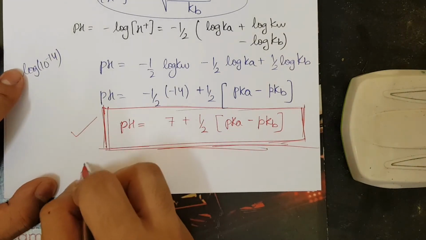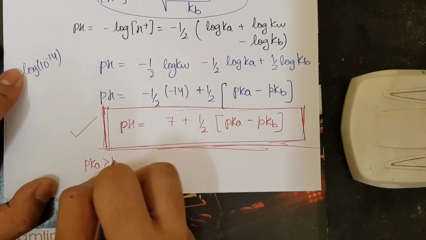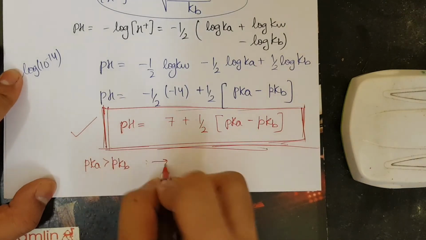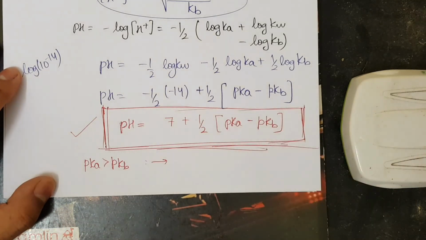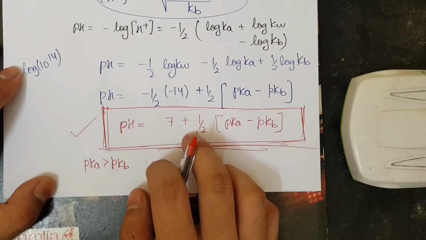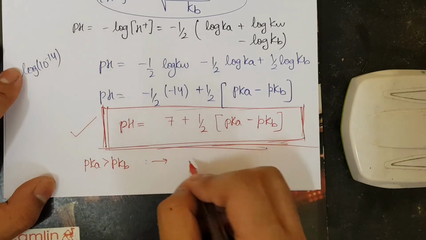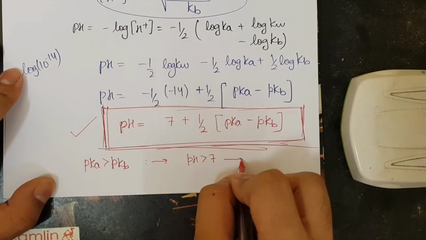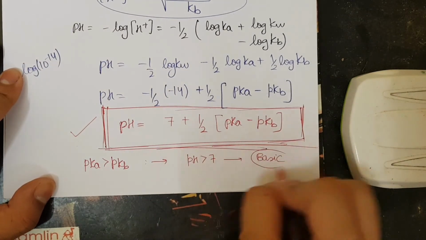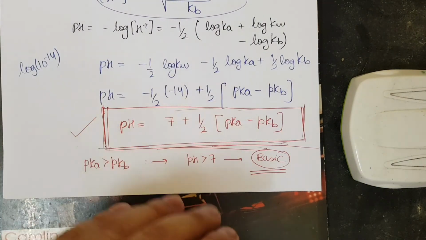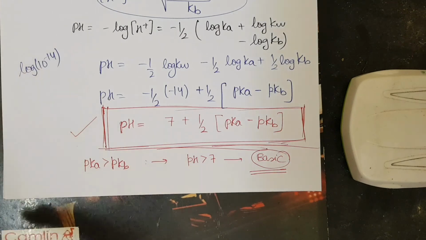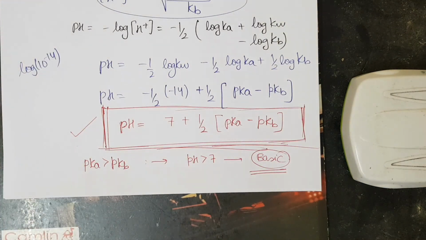Now my question to you is, if pKa is greater than pKb, what do you get as the answer? You can say pKa is greater than pKb, then we get 7 plus 1 by 2 into something positive. So pH is greater than 7, which implies that the solution is basic in nature. Similarly, you can derive the conditions for pKa equal to pKb and pKa less than pKb, then the solution would come out to be acidic. I hope that this point is clear to you.